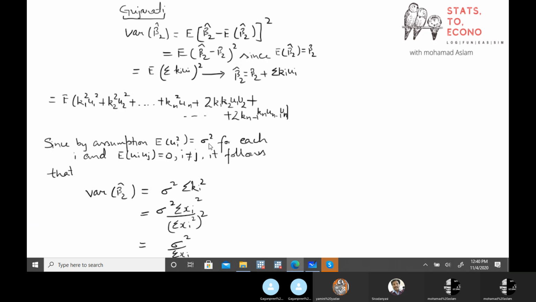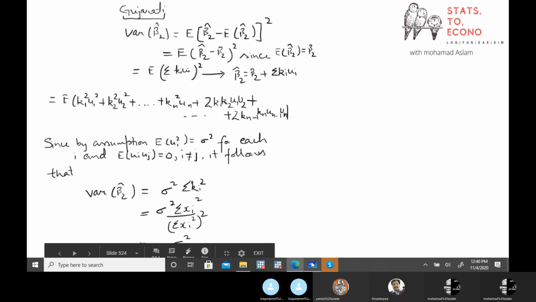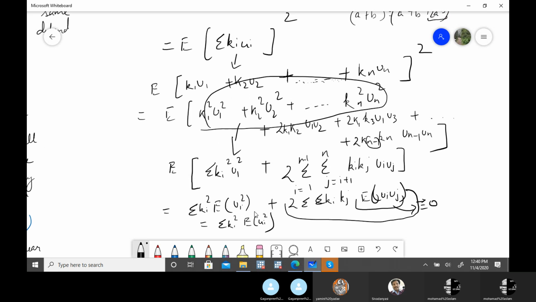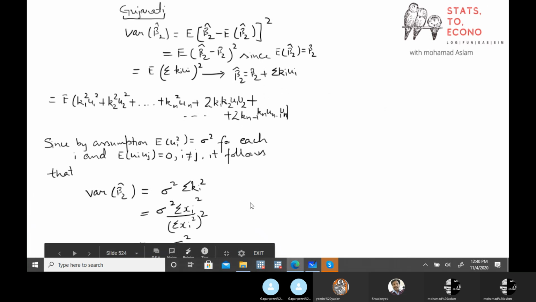That's also the homoscedasticity assumption we have: the expected value of the residuals in the square, the variance of this residual, is constant. So this is again an assumption. So we can put this value, expected ui square, equal to the constant variance. So what will remain in the formula then?